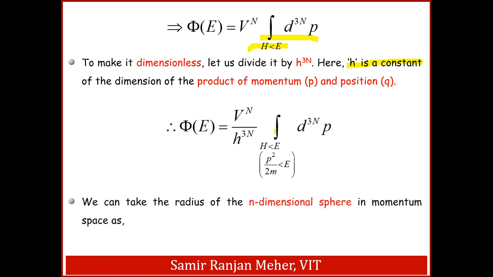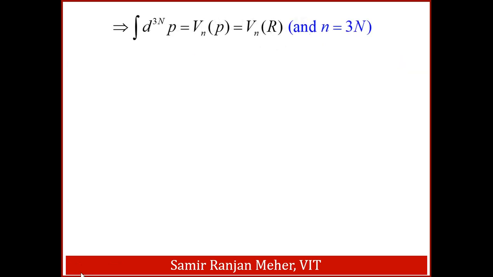So to solve this d^{3N}p under this constraint, let us take the n-dimensional sphere in the momentum space having a radius R equal to p, which is equal to root of 2mE, from the following constraint, that is p squared by 2m is equal to E. So now the volume of the n-dimensional sphere can be written as V_n(p), which is equal to V_n(R), and in this case n is equal to 3N because the p_i's are going to vary from i equal to 1 to 3N.